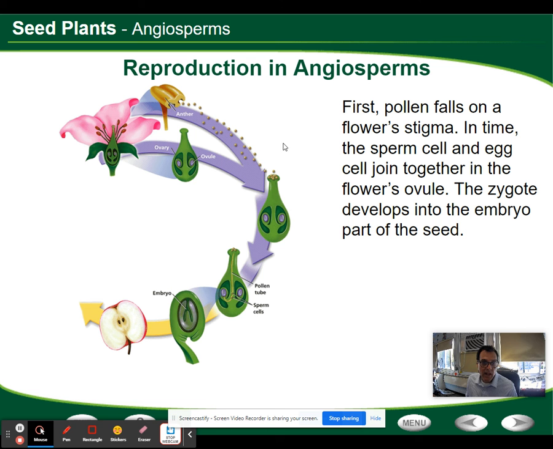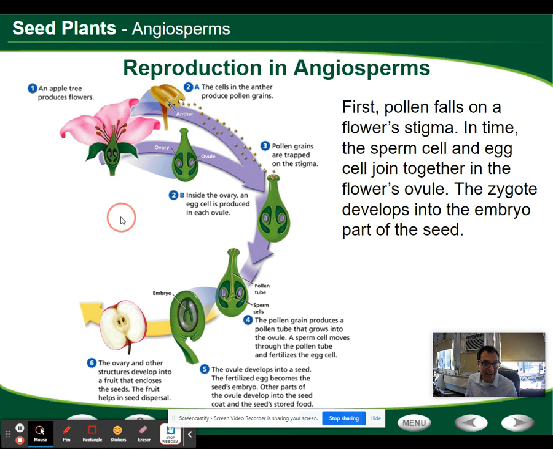So this is a really nice slide for showing that. In this case, we're looking at an apple tree, and an apple tree, like most angiosperms or all angiosperms, will produce flowers. But it doesn't matter whether you're an oak tree, a maple tree, a pear tree. Sometimes the fruits are very obvious and sometimes they're not. An apple's a nice one because we all know what an apple looks like, nice big fruit.